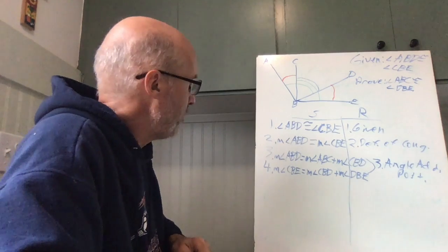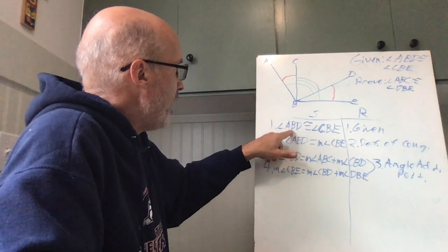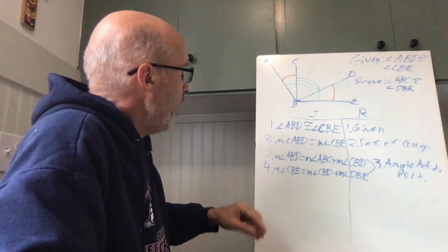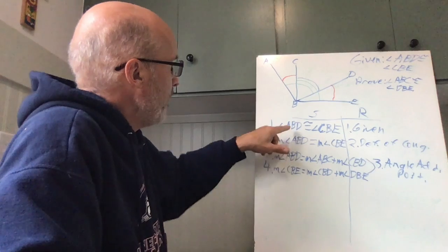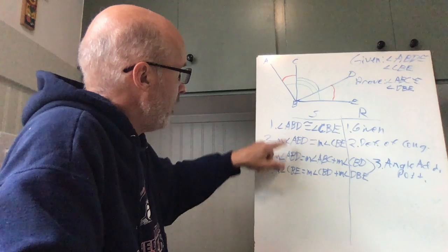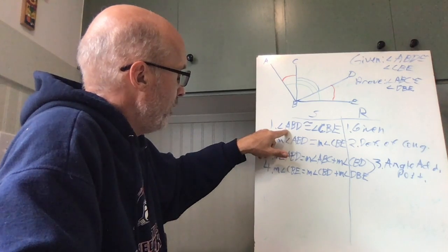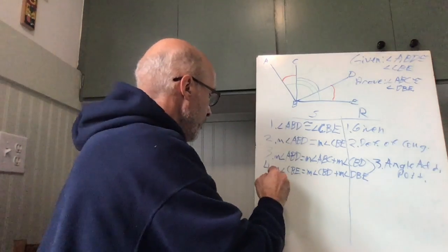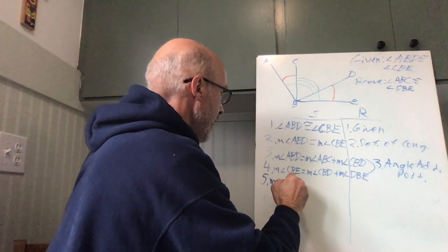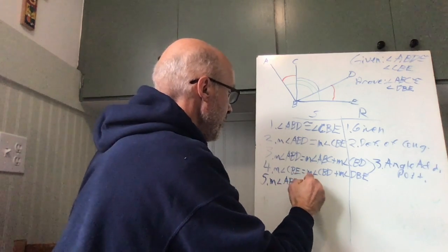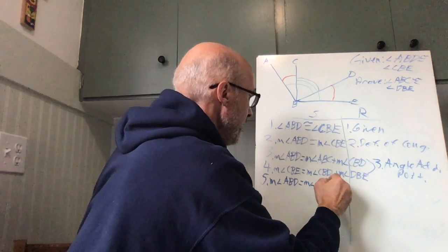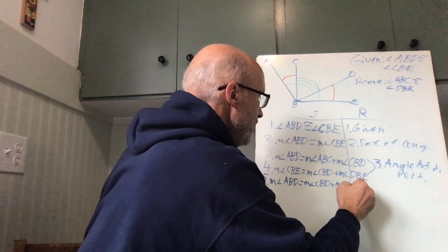Does that make sense? So if I know that ABD is the same as CBE, I'm going to just sub out here. And so instead of CBE, I'm going to put in ABD for a moment. So step 5, the measure of angle ABD equals these two, measure of angle CBD plus measure of angle DBE.